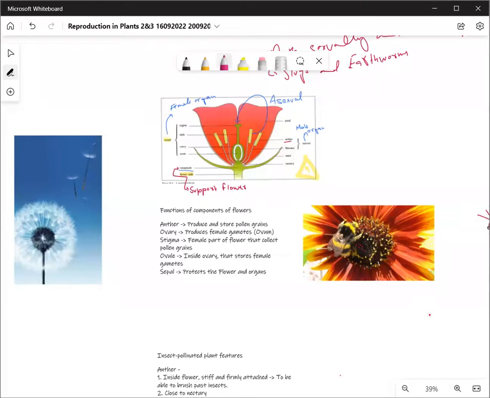We're studying IGCSE biology and we're continuing reproduction in plants. This is the third class on it.